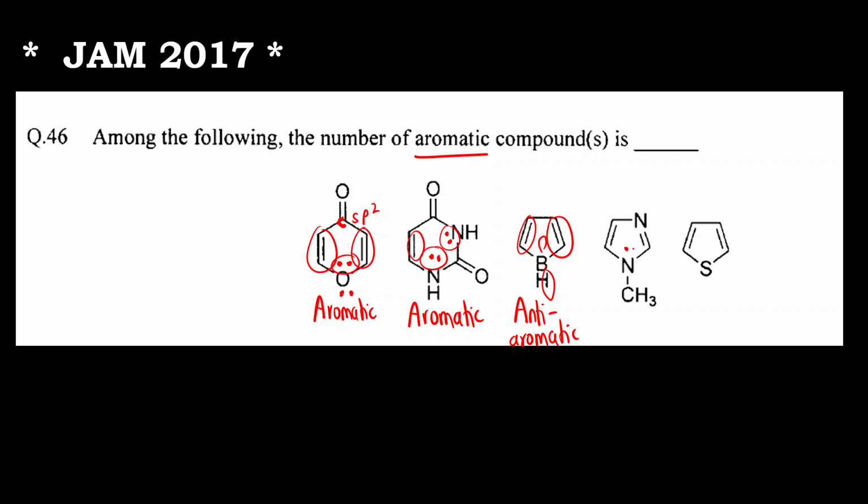This molecule, again here, this nitrogen lone pair is involved in resonance, whereas the other nitrogen lone pair is not involved in resonance. So 2 plus 2, 4, 4 plus 2, 6. This is also going to be aromatic.